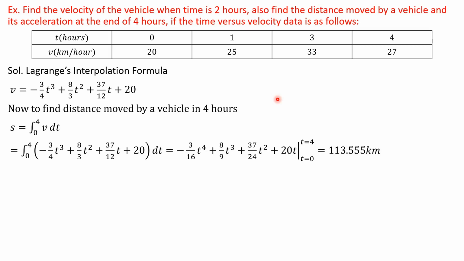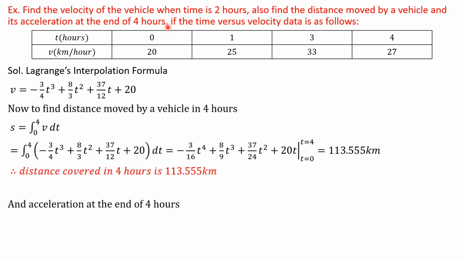Now third part is you have to find acceleration at the end of 4 hours. Alright, so what is the acceleration? It is dv by dt, rate of change of velocity with respect to time. So to find acceleration at the end of 4 hours, right? So first we will find dv by dt, which is minus 9 by 4 t square plus 16 by 3 t plus 37 by 12.